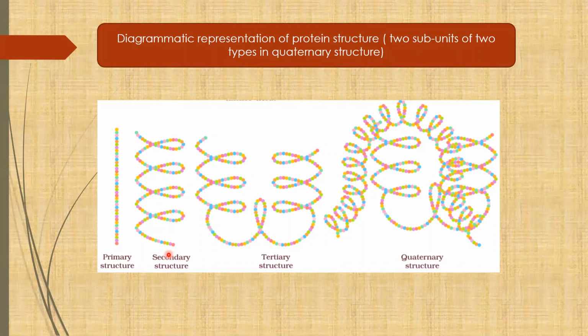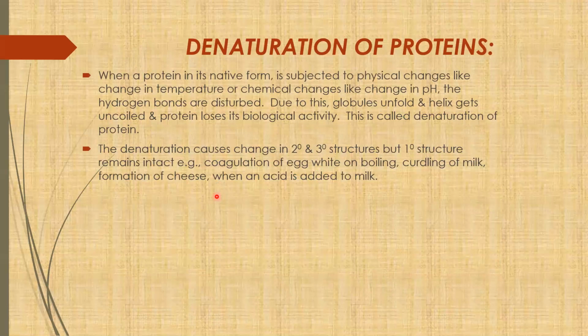So here comes the diagrammatic representation of protein structure. That is, we have primary, secondary, tertiary and quaternary structure. Next, denaturation of protein. Denaturation means disturbance created in the structure of protein. In simple meaning, disturbance created in the structure of protein is called denaturation of proteins.